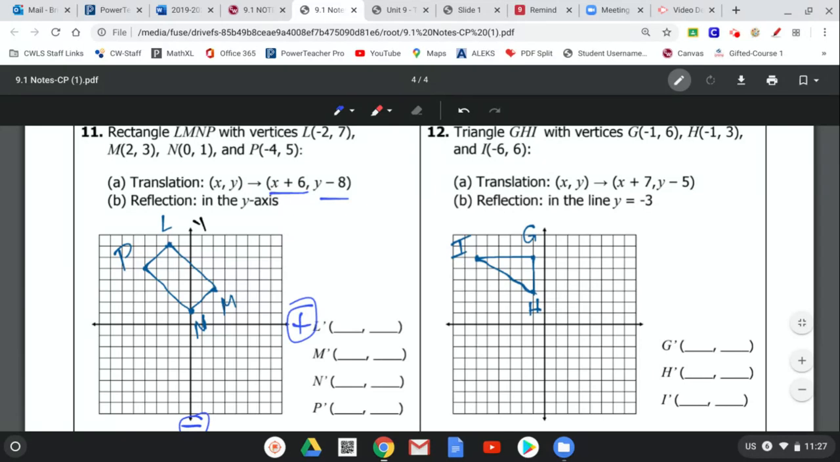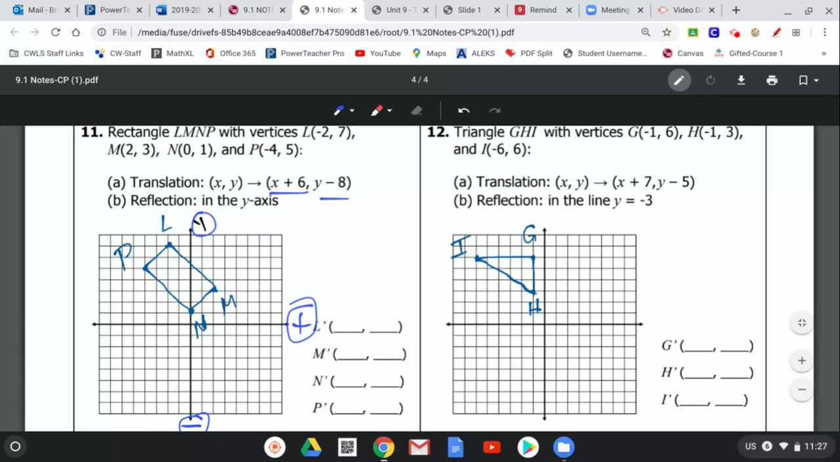So do that one first, and then reflect it over the y-axis, which is labeled right here. That is the vertical axis. So move that figure to the right and down, and then reflect it over the y-axis. Guys, check your answers on Canvas once you're done, okay?